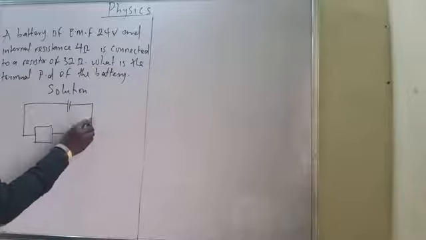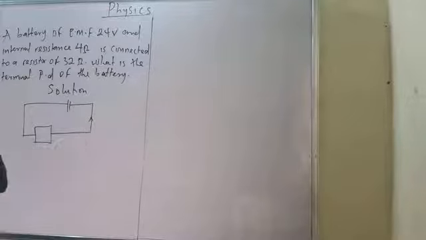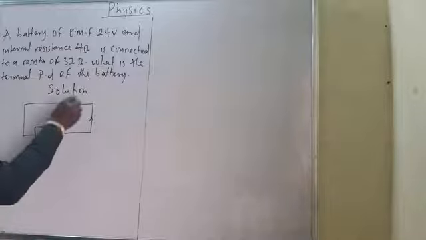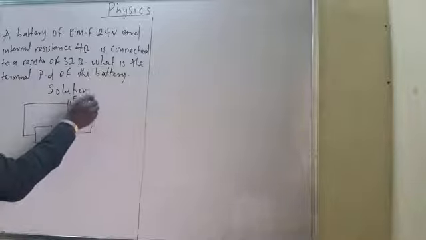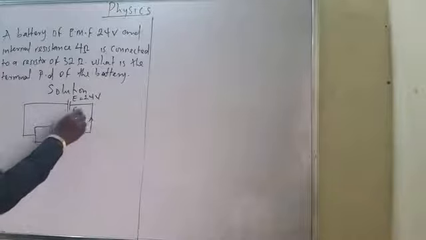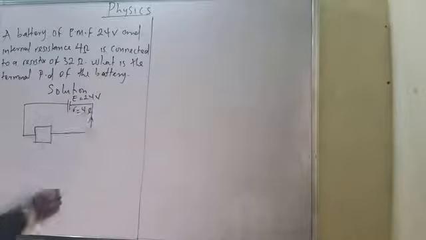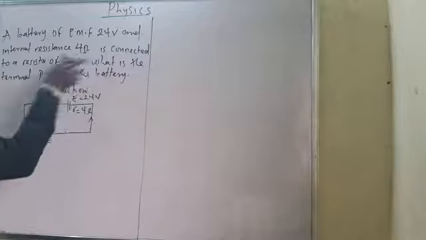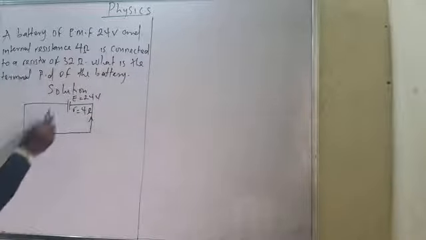Okay, this is all known as current. Anyway, the electromotive force is 24 volts. It means my E equals 24 volts. That is very important. My internal resistor, which is my small r, is 4 ohms. What else can we talk about? It is connected to a resistor of 32 ohms.